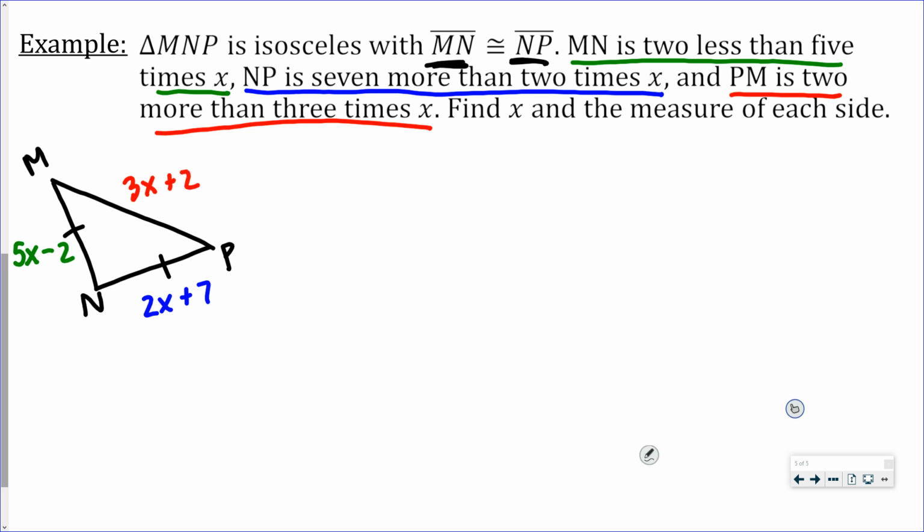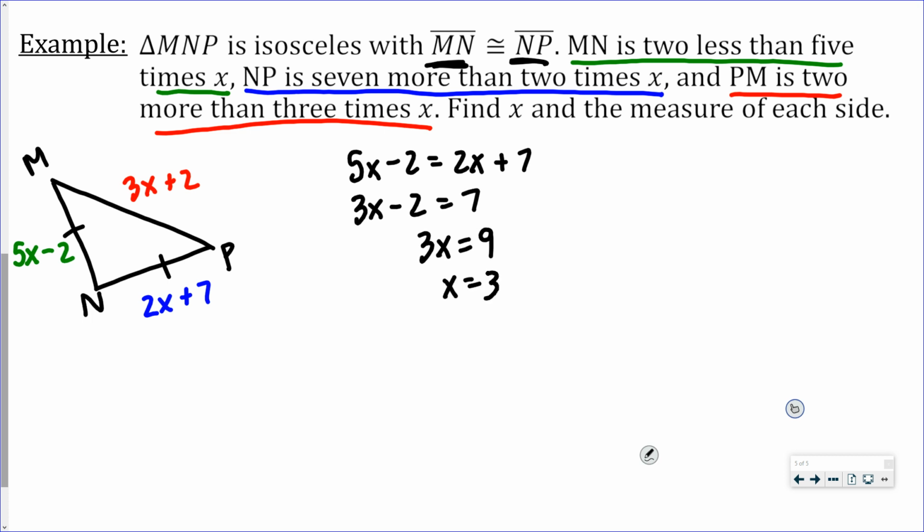How would I set up an equation to solve for x? William? 5x minus 2 equals 2x plus 7. Perfect. Those are my 2 congruent sides, so I'm going to set those equal to each other. Good job. Solve this. Subtract over the 2x, add over the 2, divide by 3. We get x to be 3.